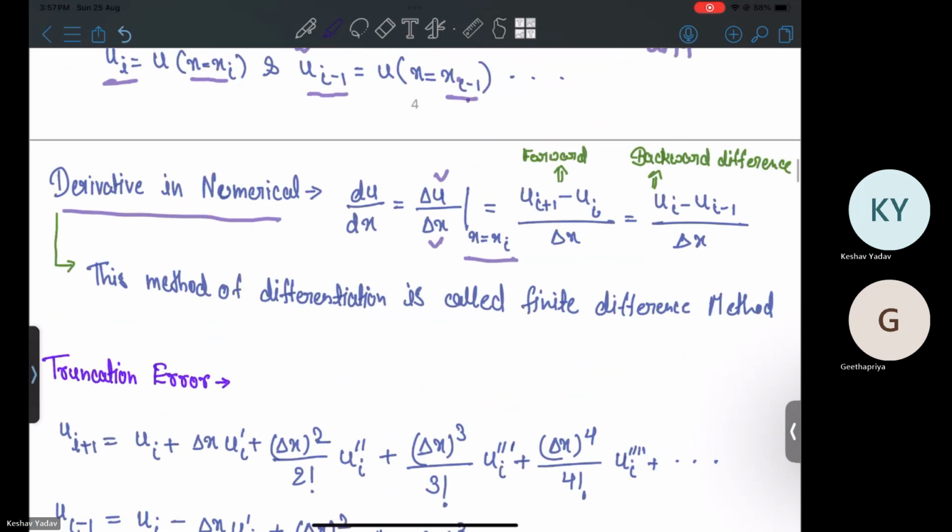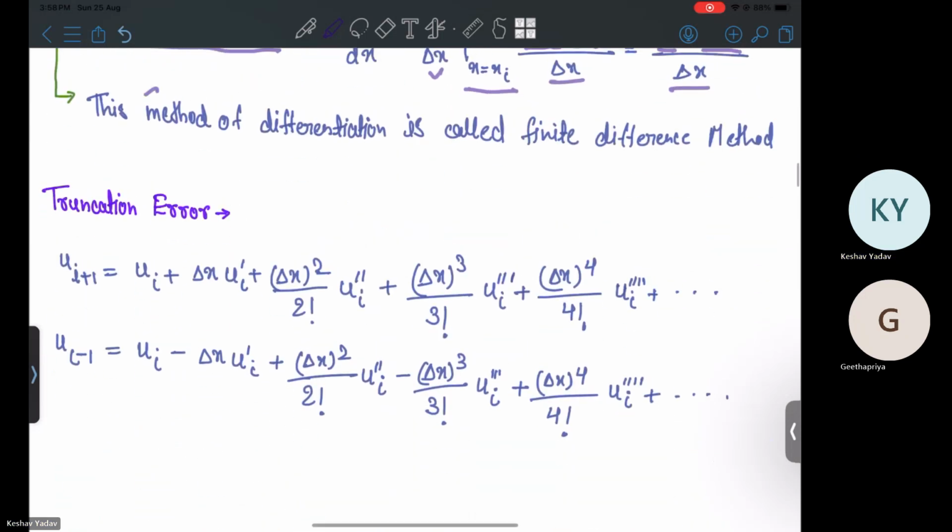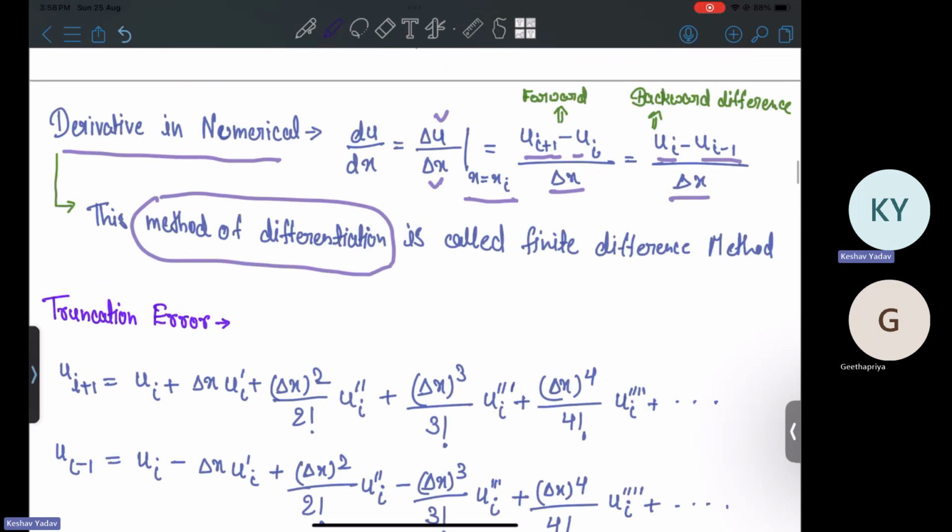Okay. So simply du upon dx will be equal to what? ui plus 1 minus ui divided by delta x. This is what? Forward difference. Similarly, if I want to write backward difference, that will be equal to what? ui minus 1 divided by delta x. This is backward difference. And this method, the method of writing differentiation in this fashion, in terms of difference at discrete points, is known as finite difference method.